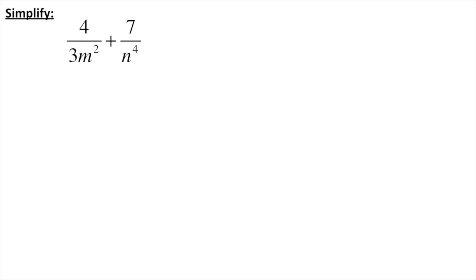Okay, with this one we are adding these two rational expressions together, and we're going to be following the same rules as fractions. If we remember our rules of fractions, when we're adding or subtracting them, they have to have the same denominator. Well, these two don't have the same denominator, unfortunately. That would be easy if they did, but instead we're going to have to find the lowest common denominator. The lowest common denominator here would be 3m squared n to the fourth.